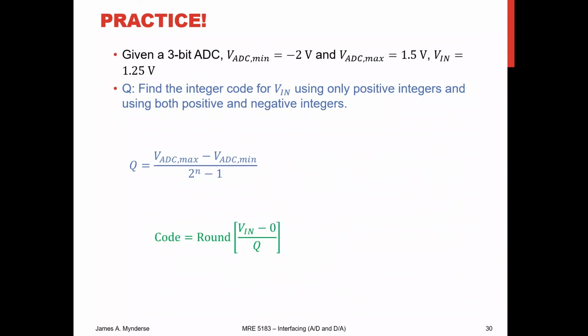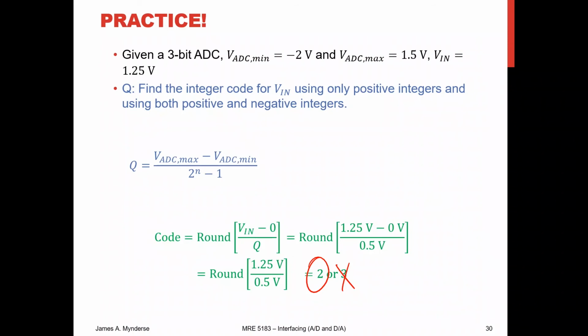So we can do the same thing in terms of our bipolar. So again, you can work through the math. And so we go 2 or 3. Let's use our convention, our IEEE standard for rounding, so we get 2.